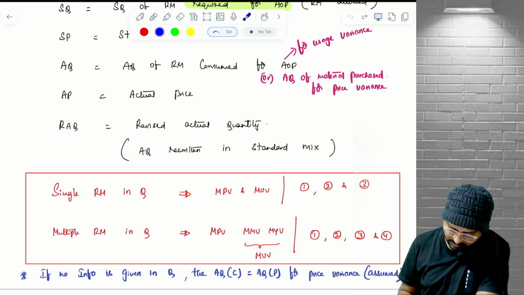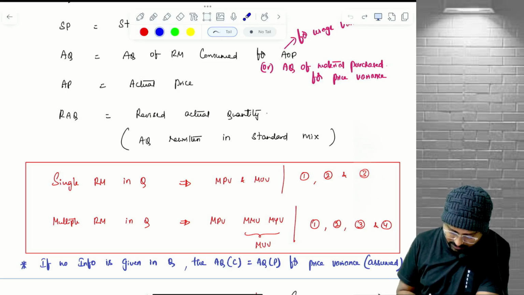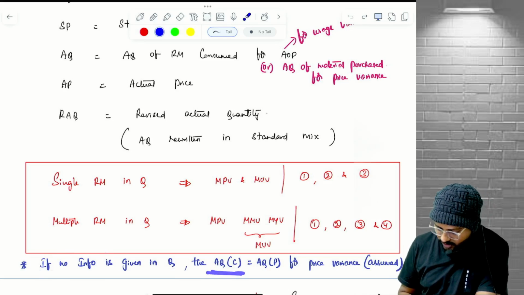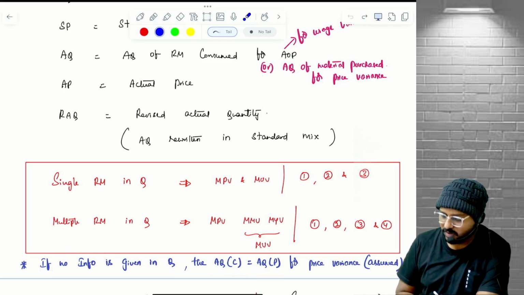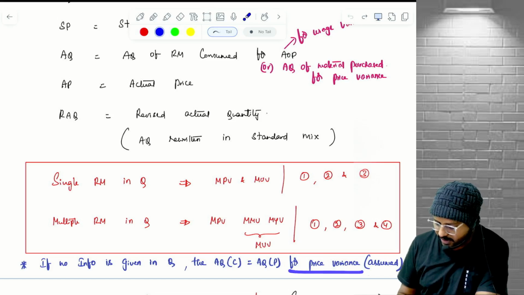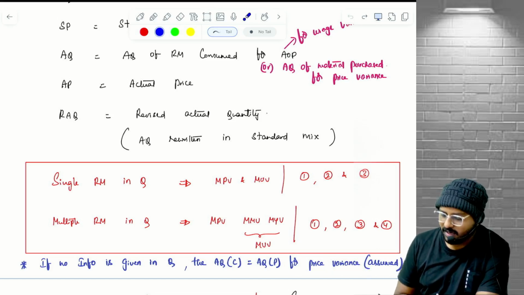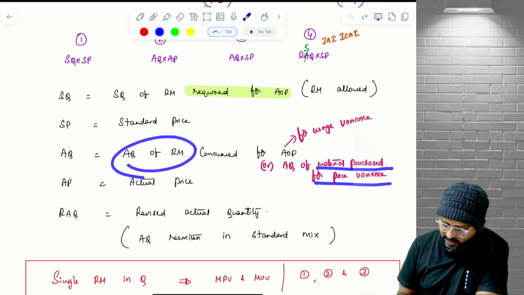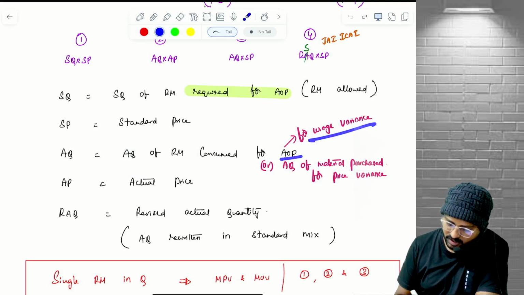Alright, fantastic. See here. If no information is given in the question, then actual quantity consumed is equal to what, Nana? Actual quantity purchased for which variance? Price variance. We'll assume like that. Otherwise, actual quantity will be actual quantity purchased for price variance, actual quantity consumed for usage variance.